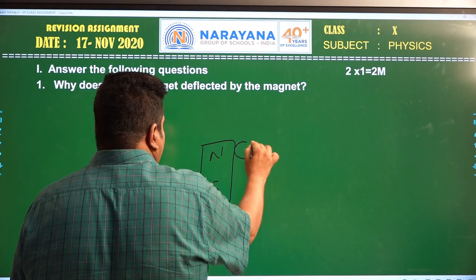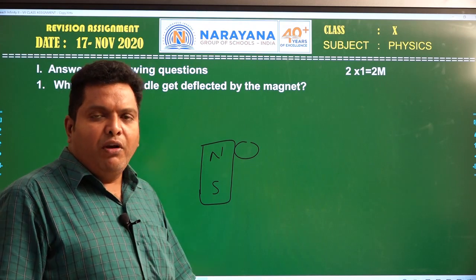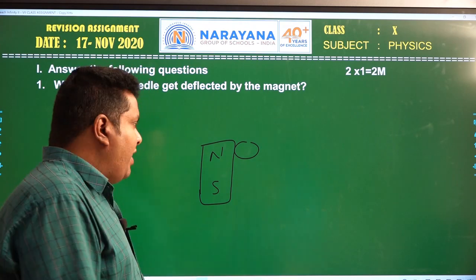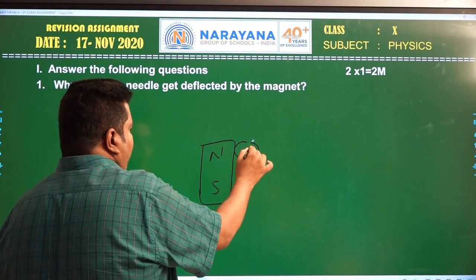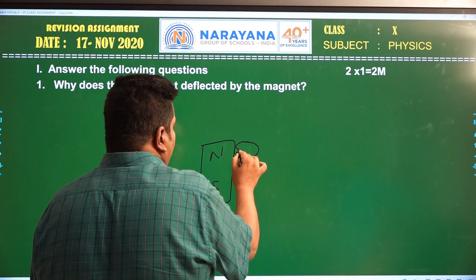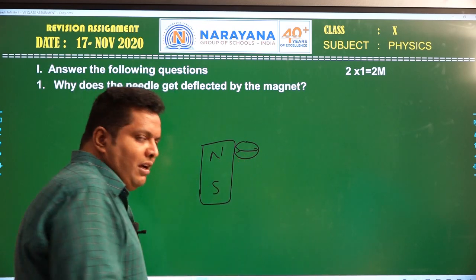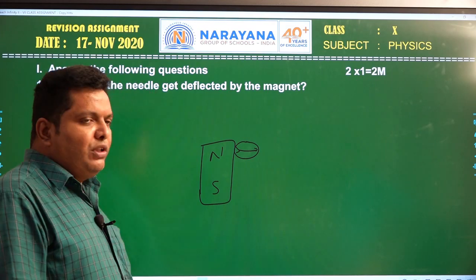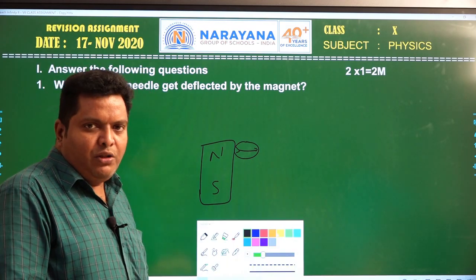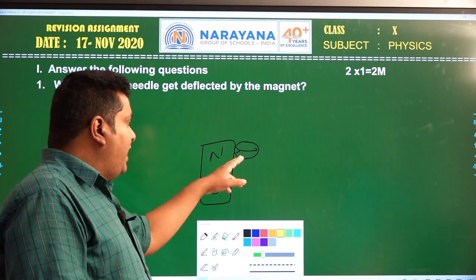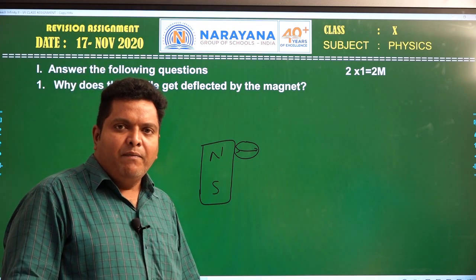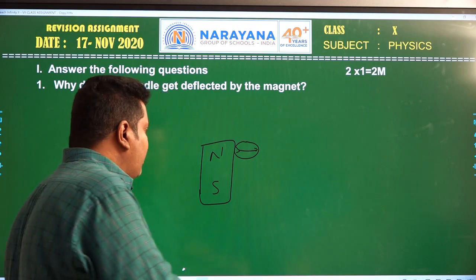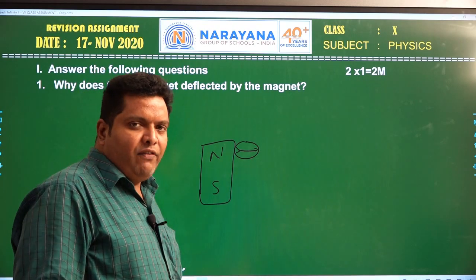When a compass needle is kept nearer to the north pole of a bar magnet, the needle in the compass box will get deflected. Why? Because of the strength of the magnetic field, the needle in the compass box will be deflected.